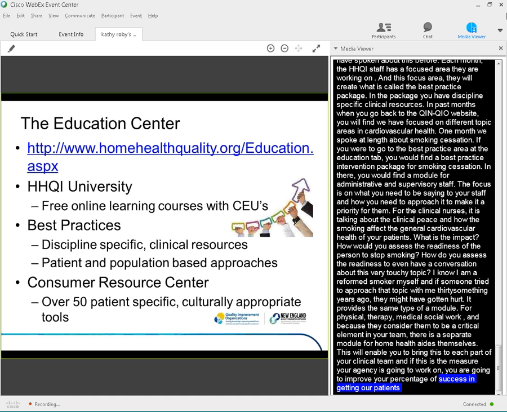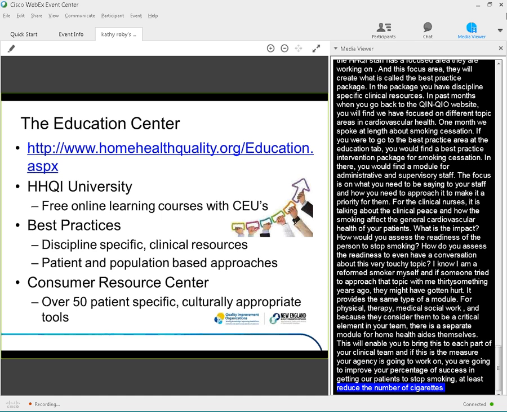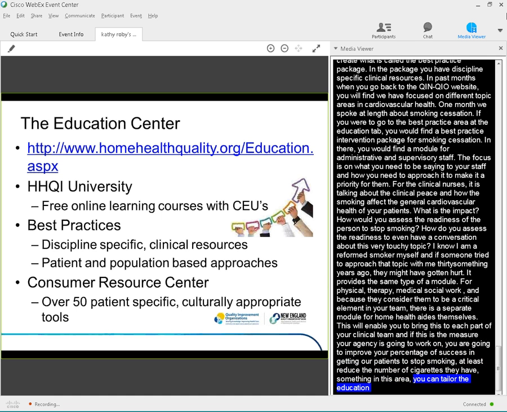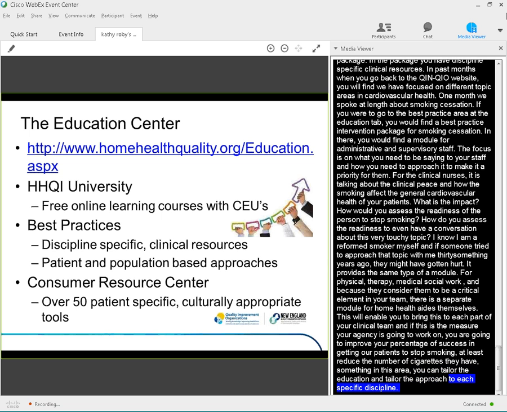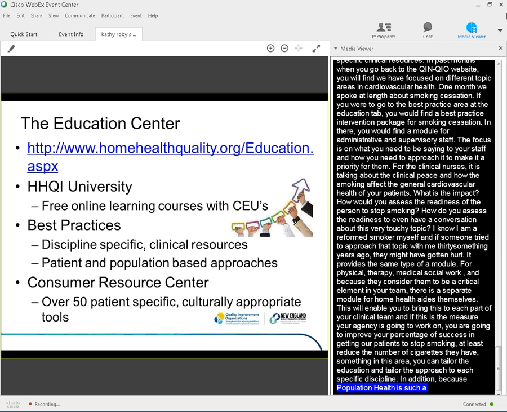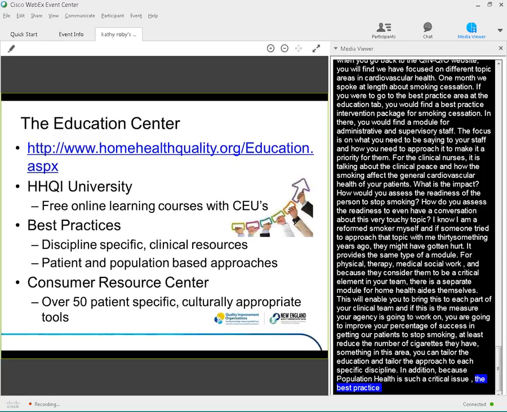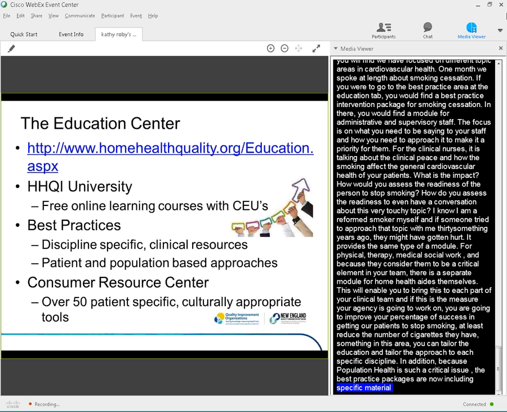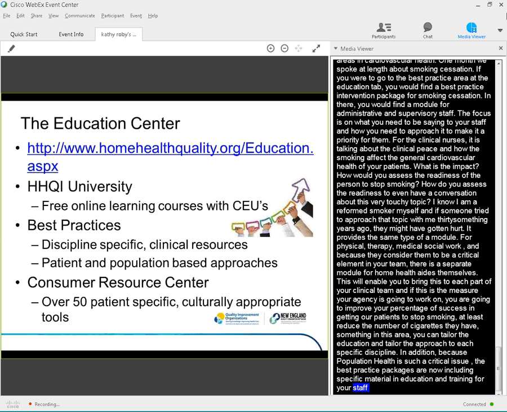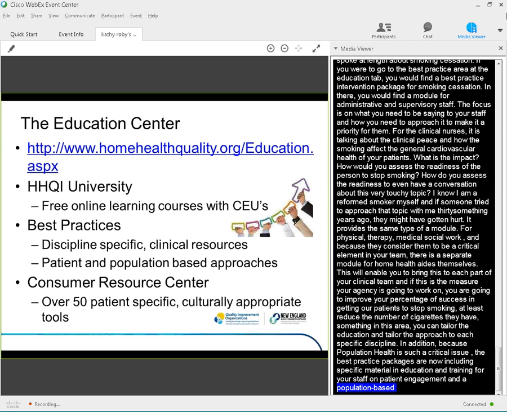In addition, because population health is such a critical issue, the best practice packages are now including specific materials and education and training for your staff on patient engagement and a population-based approach to how you present this topic to the patients and to the staff.